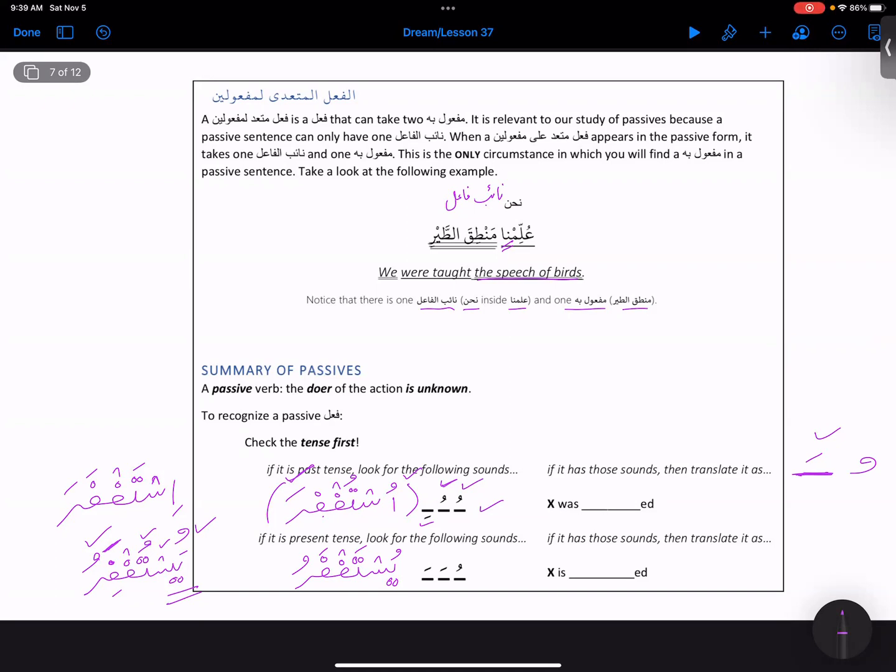If it was a U sound or an E sound, then I would have to change it into Fatha. But it is already Fatha, so I don't have to make any changes. So it will become Yustaghfaru, right? Yustaghfaru. Make sense?